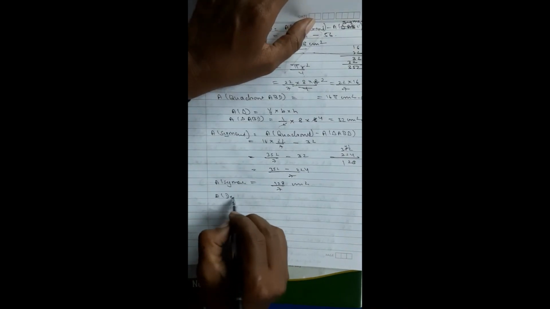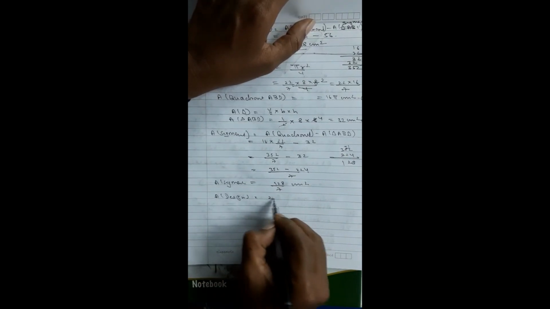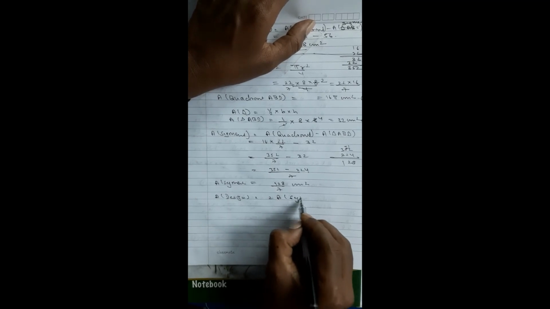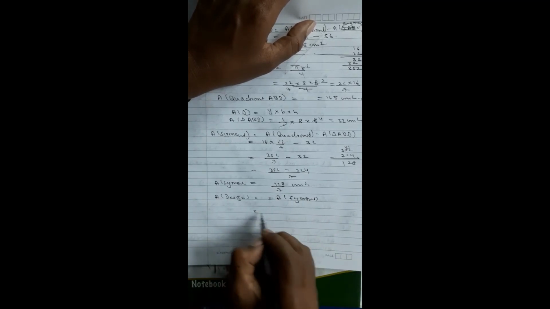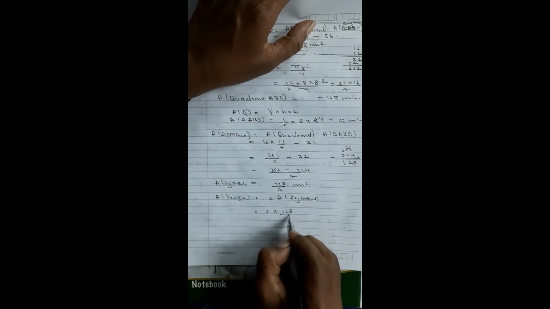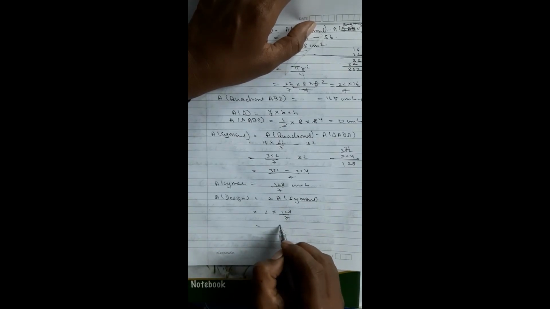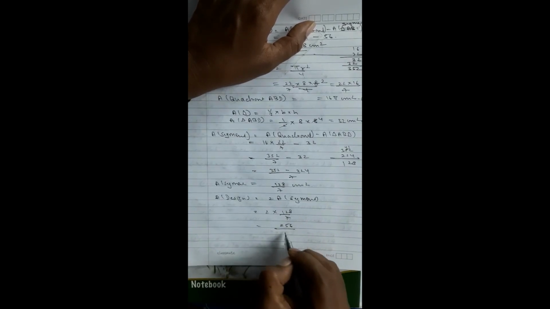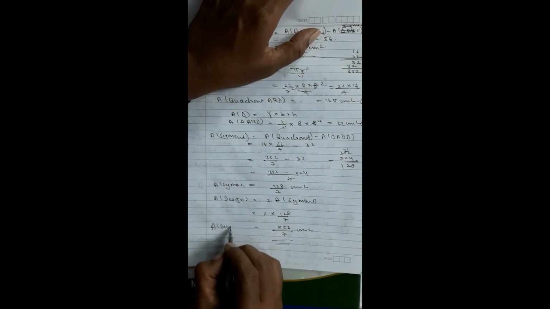Area of design is equal to 2 into area of segment, that is 2 into 128 upon 7, that is 256 upon 7 centimeter square, which should be the area of the design. That is right, my dear students. This is the area of the design. So with this we have finished exercise 12.3.